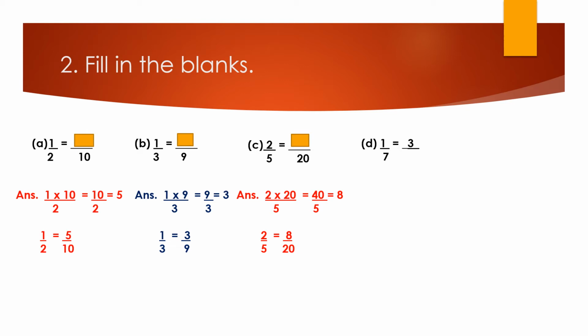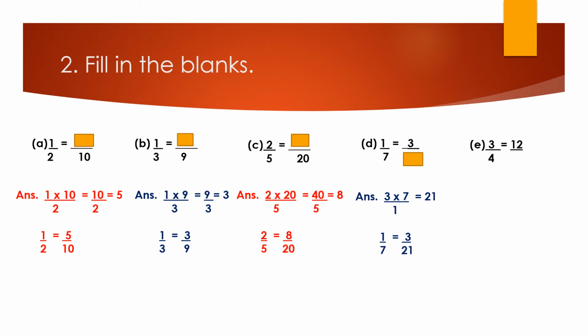Now D part, 1 upon 7 is equal to 3 upon dash. That means here you have to find out the denominator. Now same way children, you have to do cross multiplication. So 7 into 3 upon 1 is equal to 21. So now 21 you will write on the denominator. So the fraction will be formed 1 upon 7 equal to 3 upon 21.